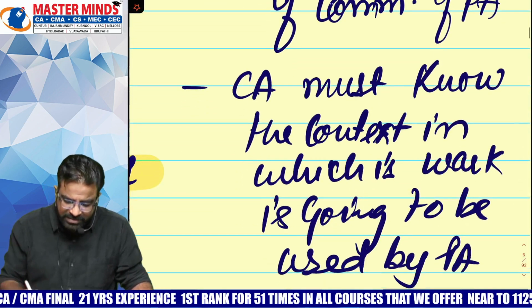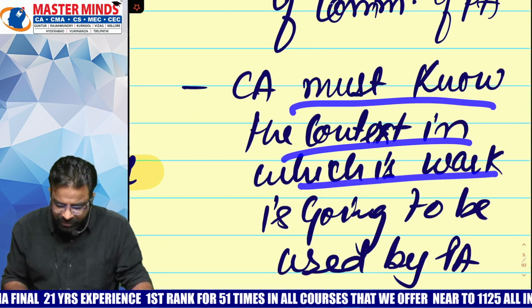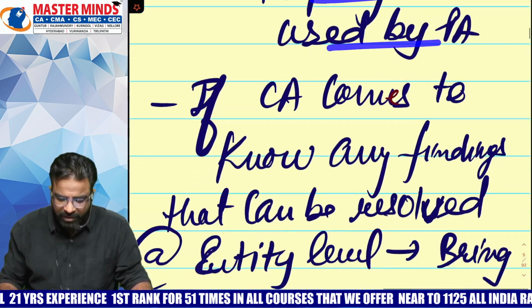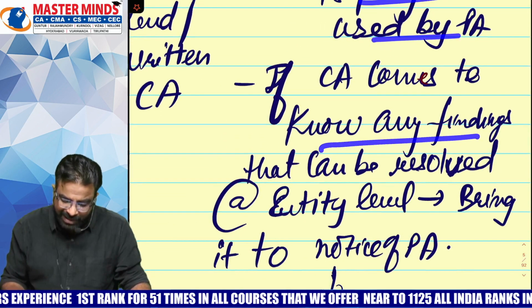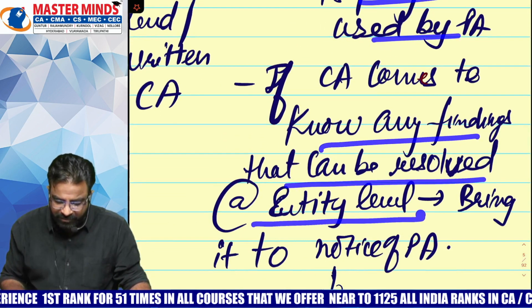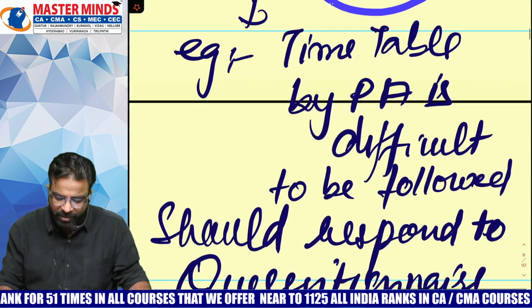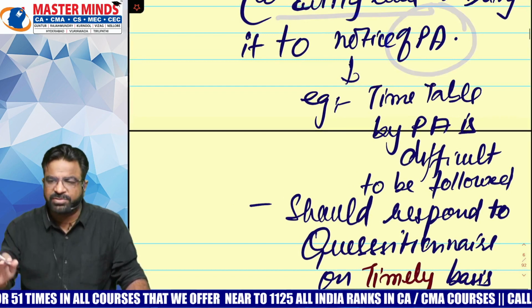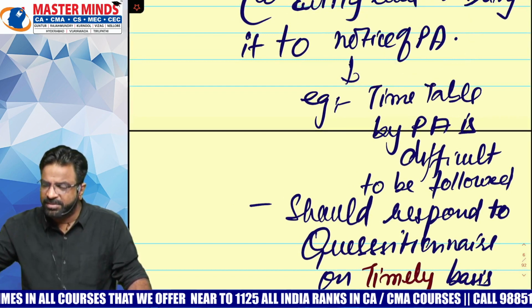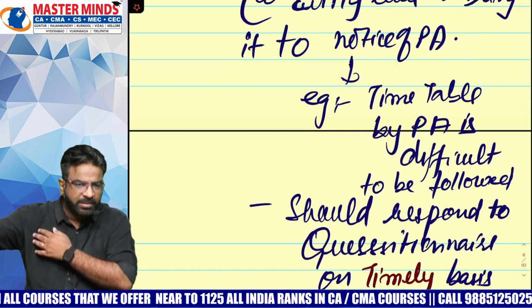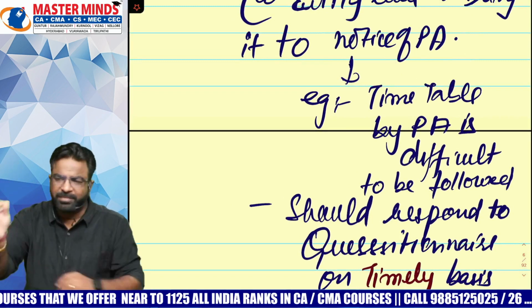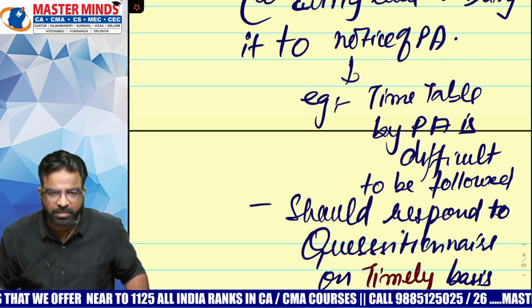Second thing, CA must know the context in which the work is going to be used by what? PA. If the CA comes to know that any findings can be resolved at which level? Entity level, bring it to the notice of what? PA. Example, the timetable of the PA is what? Difficult. Suppose I told her, I need this work. I gave a list of 15 works. I need your 15 works. You make sure that by tomorrow evening it should be done.